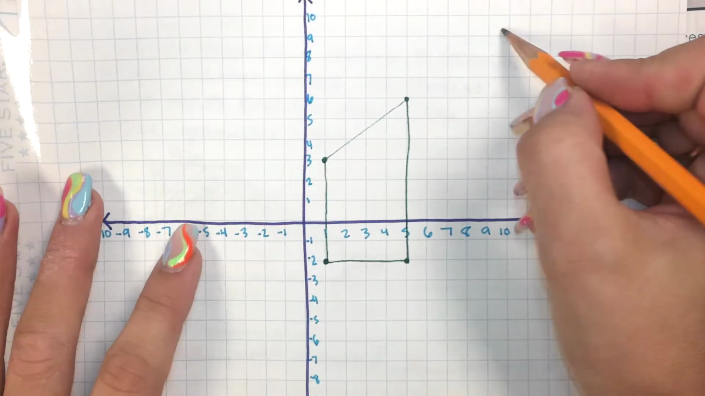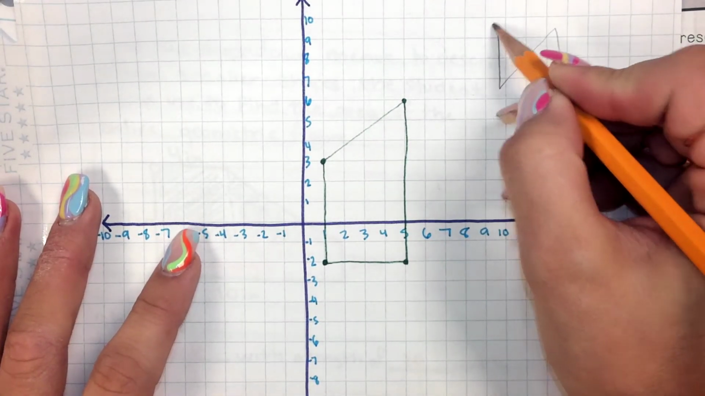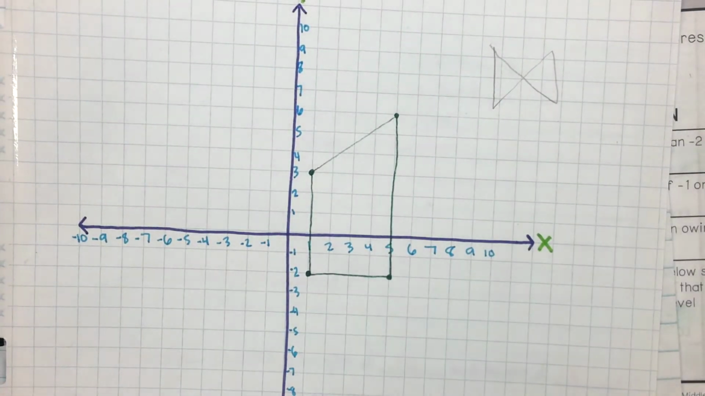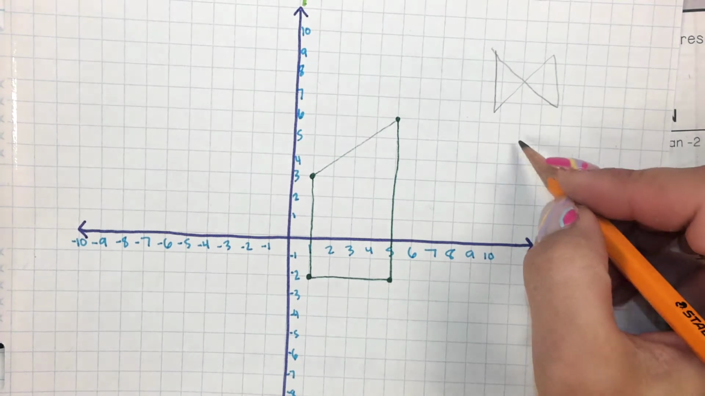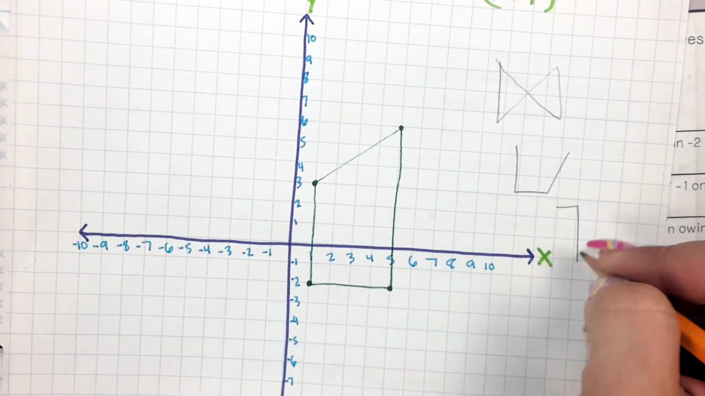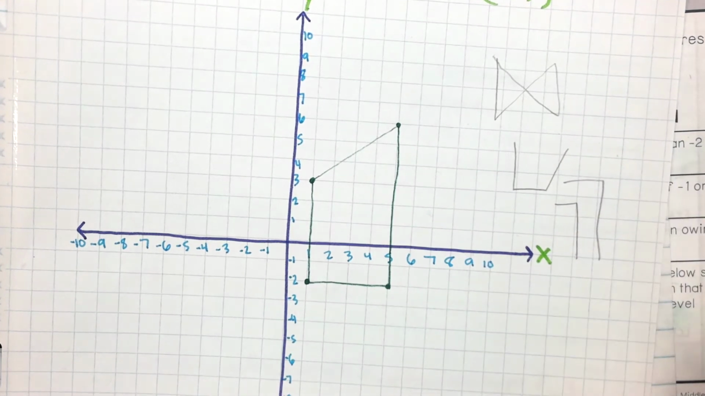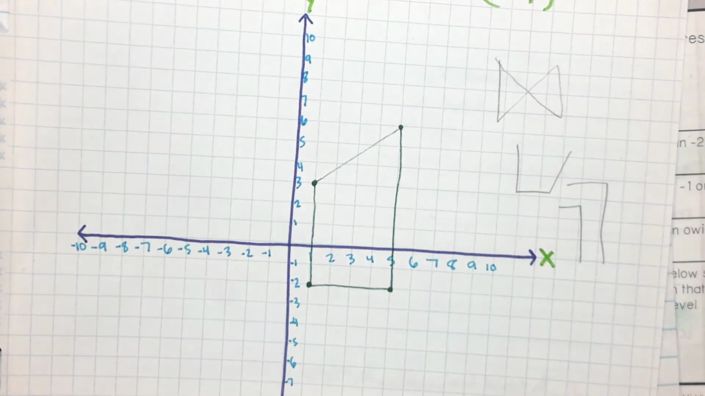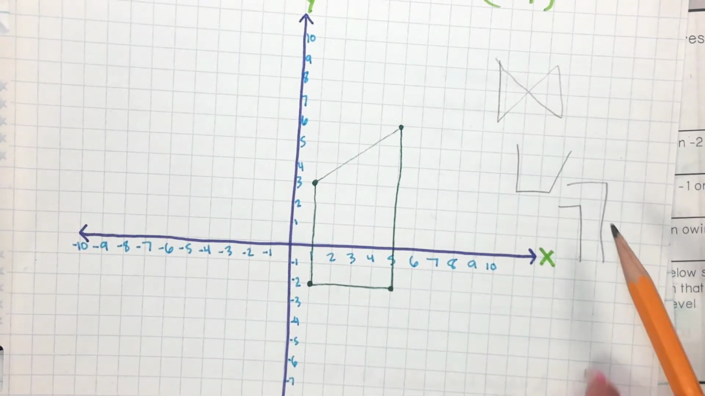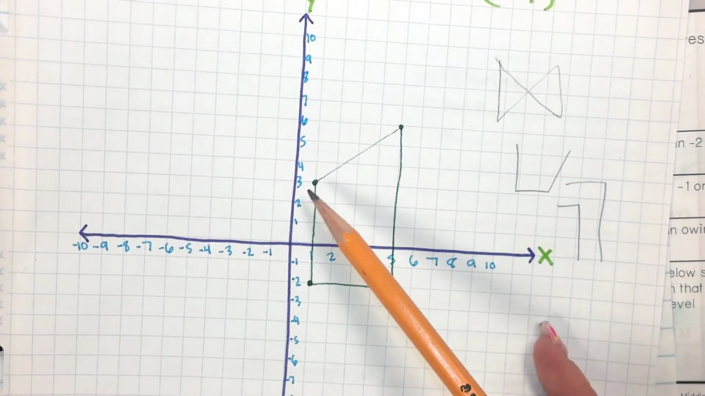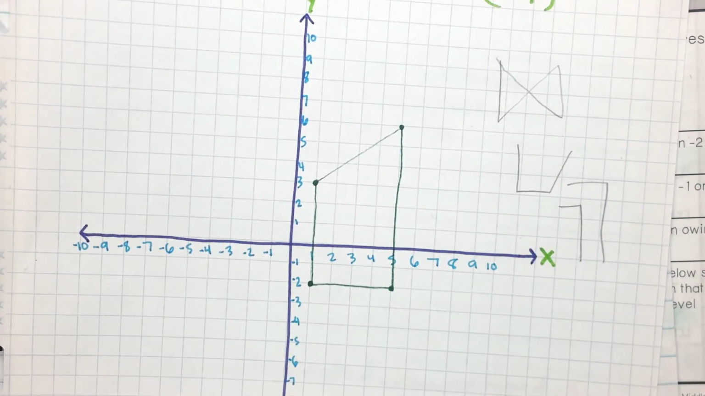Some people's shapes looked like this. That's not a polygon. A polygon, you can't cross over. It can't be open. I had some people graph something that looked like this. A polygon is a connected shape. There are no open ends. There are no curves, okay? So if you plotted something that looks like this, you know you did it wrong. So make sure you plot the points and then connect them where the shape fills in.